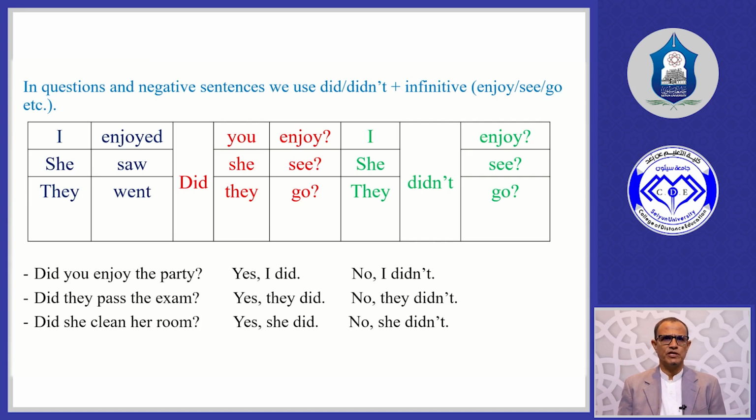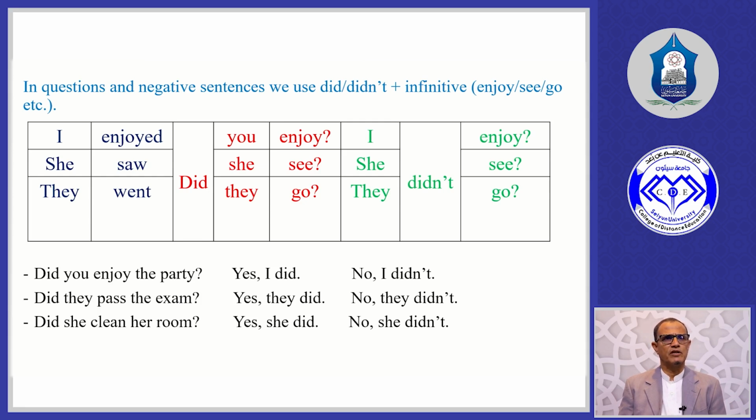Now look, we have some questions. Now look at this question, for example, did you enjoy the party? Did they pass the exam? Did she clean her room? So these sentences are interrogative sentences. Did you enjoy? All of them are in the past simple tense, and all of them are yes no questions, because did here comes at the beginning of these questions, so they are yes no questions.